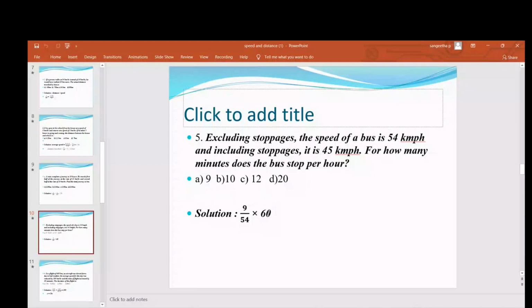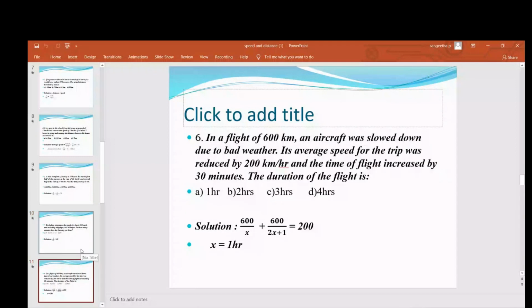Next, in a flight of 600 km, an aircraft was slowed down due to bad weather, its average speed for the trip was reduced by 200 km per hour, and the time of flight increased by 30 minutes. You have to calculate the duration of the flight. So imagine traveling in a flight of 600 km, and the aircraft was slowed down due to bad weather.